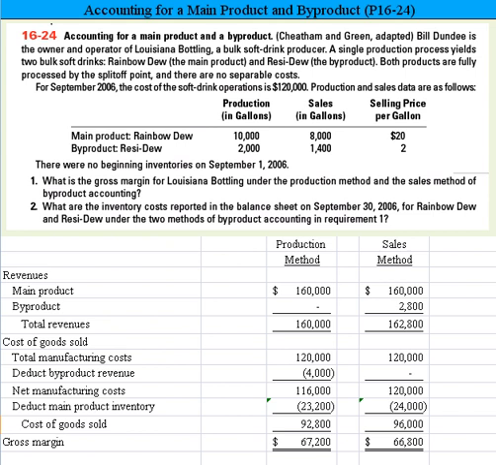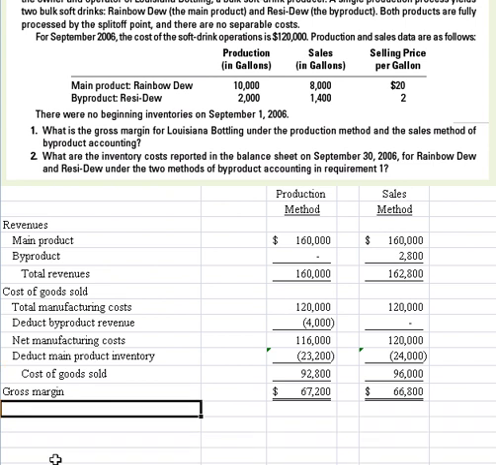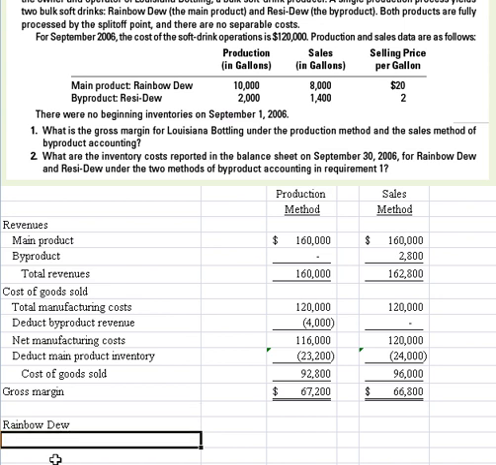Okay, now let's tackle number 2, which says what are the inventory costs reported in the balance sheet on September 30th for Rainbow Dew and Residue under the two methods of byproduct accounting in Requirement 1. All right, let me slide just so we have a little bit of room. Okay, so if we write down Rainbow Dew and Residue, one thing we know is we've already calculated the main product inventory right here, right?